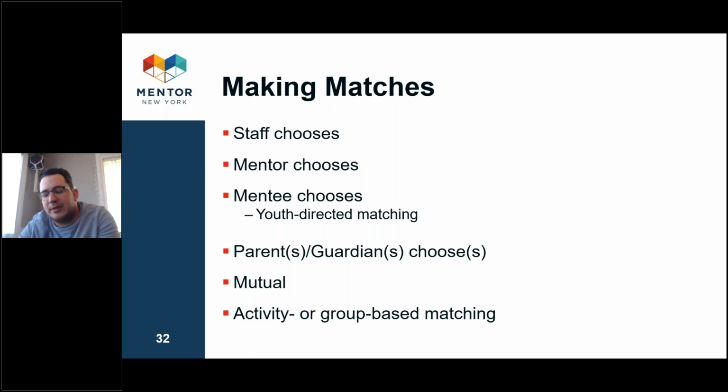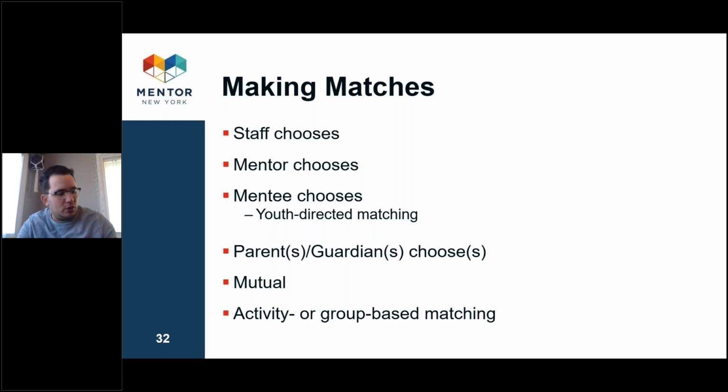One model that some programs have started to use is called youth initiated mentoring. I haven't worked with a ton of programs that do this, but I'm familiar with it. In this model, instead of recruiting mentors and matching them with mentees, you're coaching and training the mentees, young people, to go out in the community and find their own mentors and bring them into the relationship and the program. It's more skill-based for the mentees to learn how to navigate and build their own mentoring relationships.